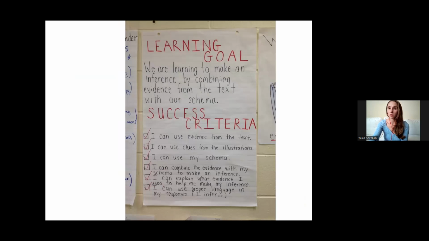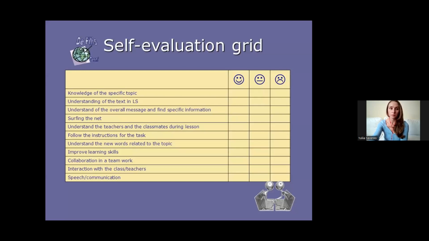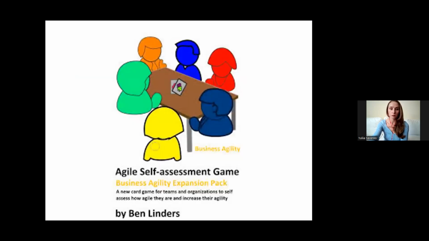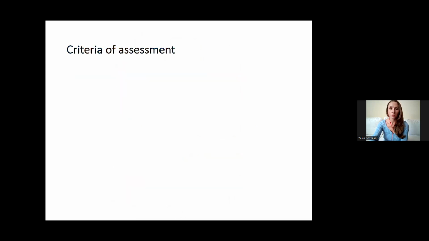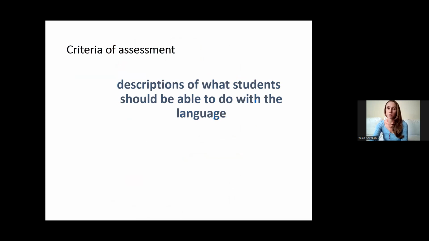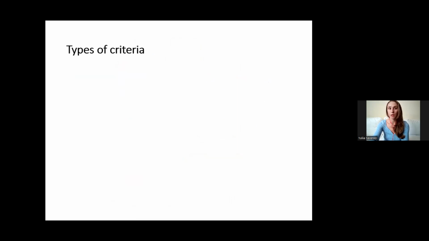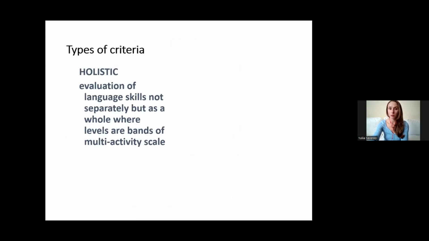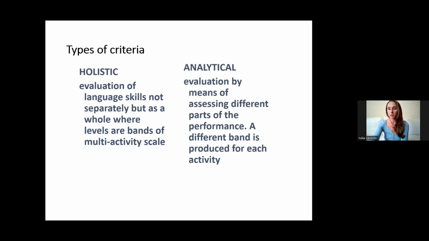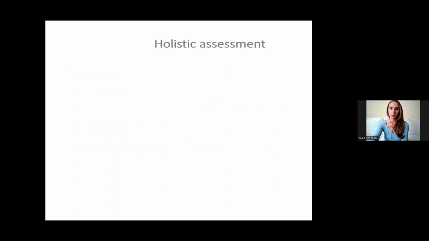It's about criteria. So when you discuss criteria with your learners, they understand how they can assess themselves. So criteria of assessment is a description of what students should be able to do with their language. And there are different types of criteria. Holistic is evaluation of language skills, not separated, but as a whole, where levels are bands of a multi-activity scale. And analytical is more detailed: evaluation by means of assessing different parts of the performance.